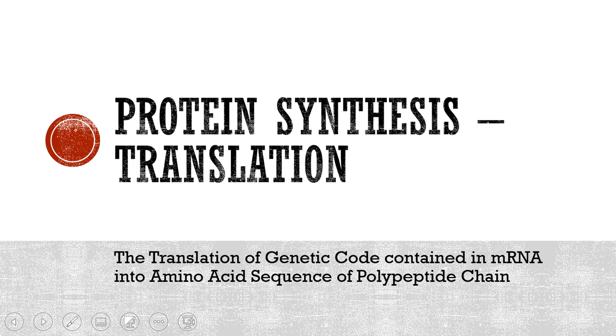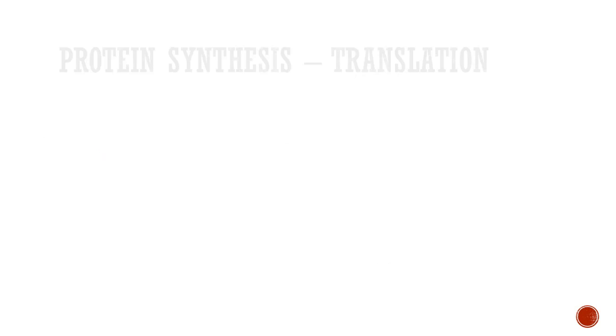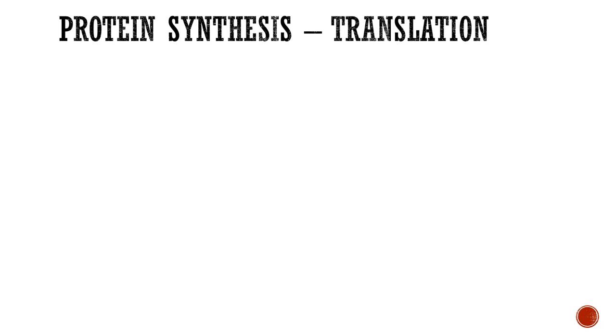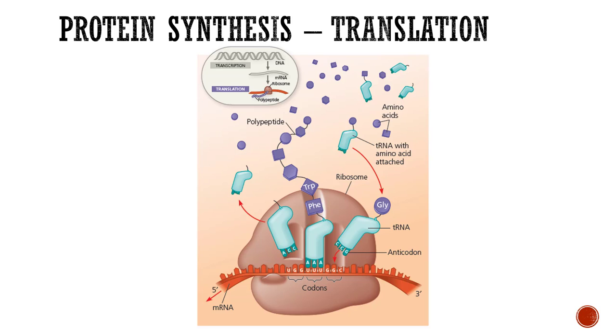So protein synthesis, translation: the genetic code which is contained within the messenger RNA will be translated into a polypeptide chain. Now this is a general diagram showing you the overall process of translation. This is a prokaryotic cell. From DNA we have obtained a messenger RNA through the process of transcription, and now the translation is going on.